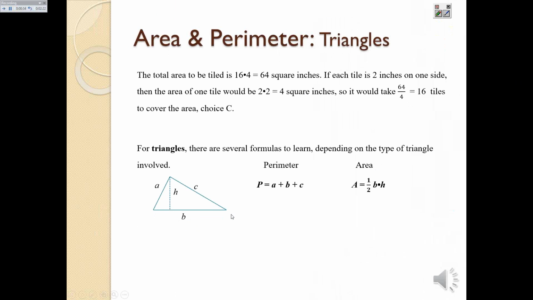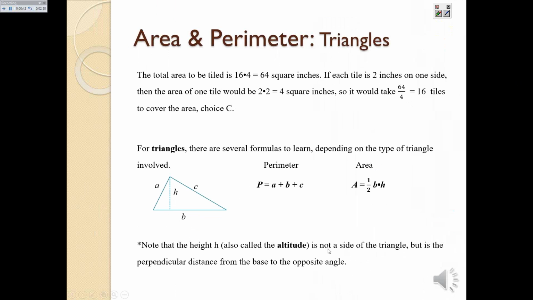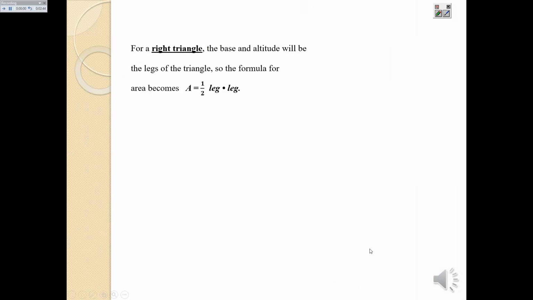Just remember that this is your base, and this is your height, coming straight down from the vertex here. This is not the height. That's just another side of the triangle. The height is also called the altitude, and again, note that it is not the side of the triangle. This is the height. It's the perpendicular distance from the base to the opposite angle.